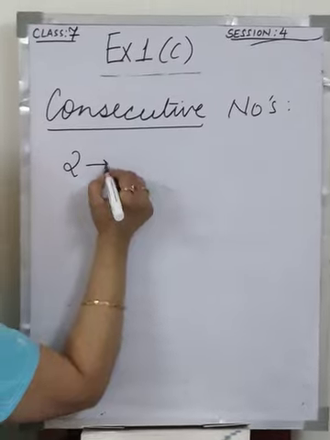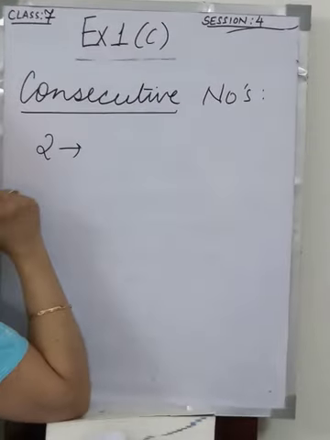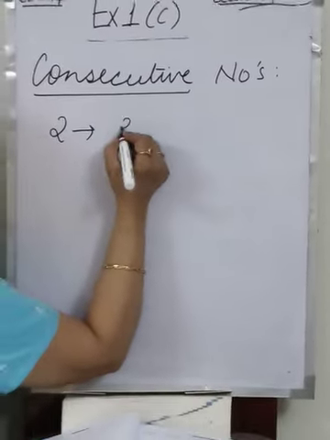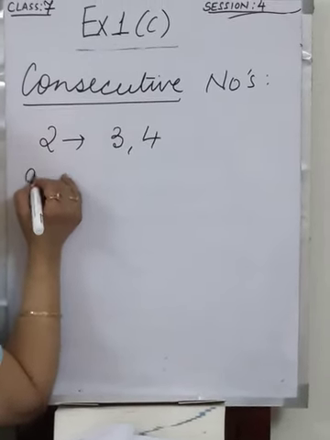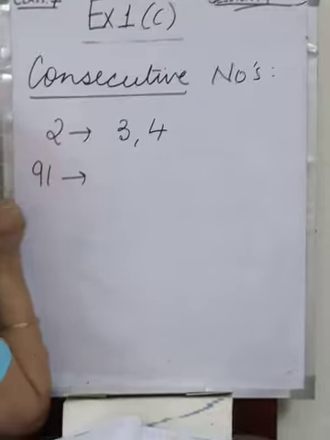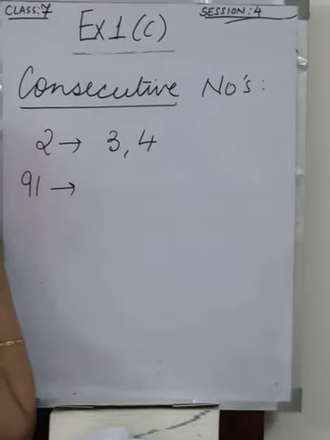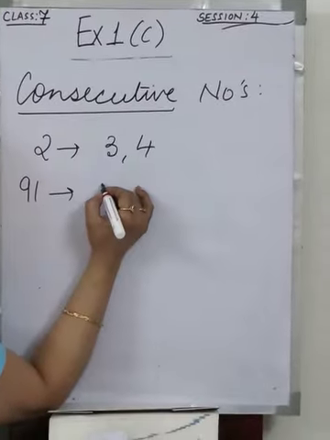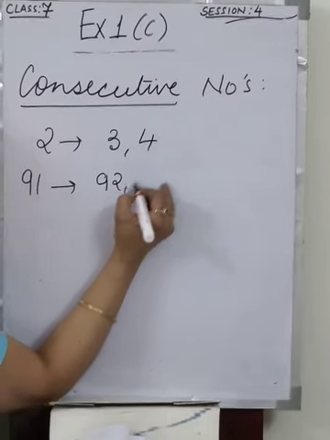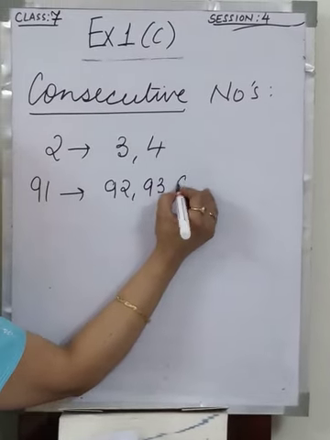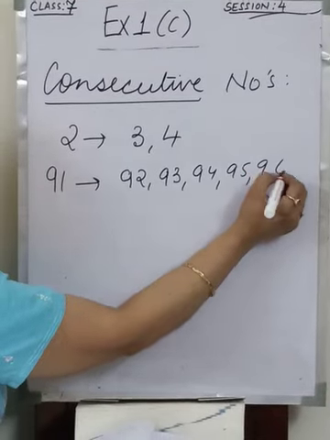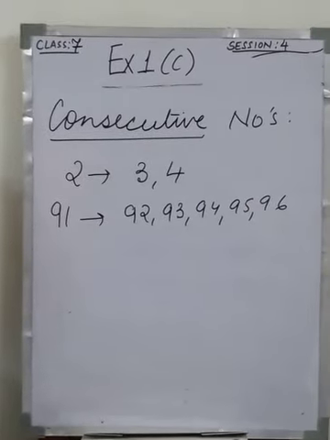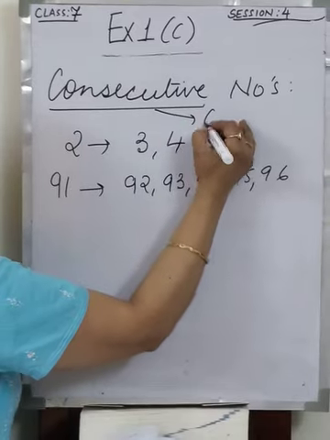Suppose 2 is given. I say write 3 consecutive numbers after 2. That is 3 and 4. I say after 90, now write the 5 consecutive numbers of 91. So it will become 92, 93, 94, 95, 96. Consecutive numbers means continuous numbers.